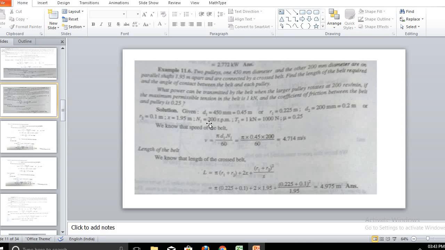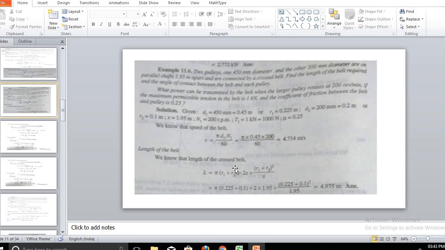N2 rpm is given, N1 is given as 200 rpm. Initial tension T1 is given as 1 kN. The mu value, coefficient of friction, 0.25, is given to you. And they asked to find out the length of that particular belt drive. So here a crossed belt drive is given, connected by a crossed belt.